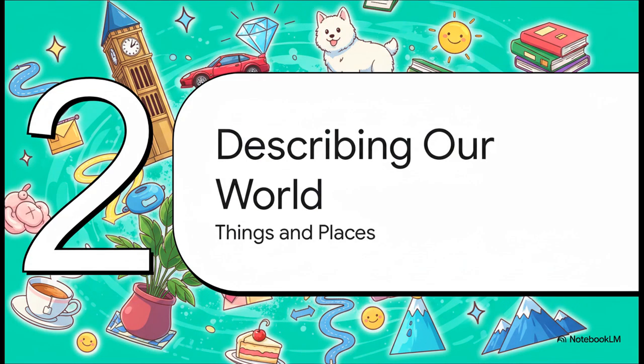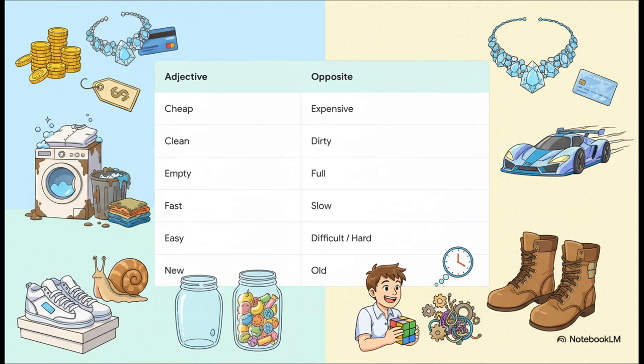Okay, so we've got people covered. Next up, let's use this exact same idea for the world around us. All the things and places that we deal with every single day. You know the drill by now. Learning in opposite pairs is the trick. We have words to talk about price, like cheap and expensive. We've got words for condition, like clean and dirty. Or for speed, fast and slow. These are the words that we use all the time, probably without even thinking about it.